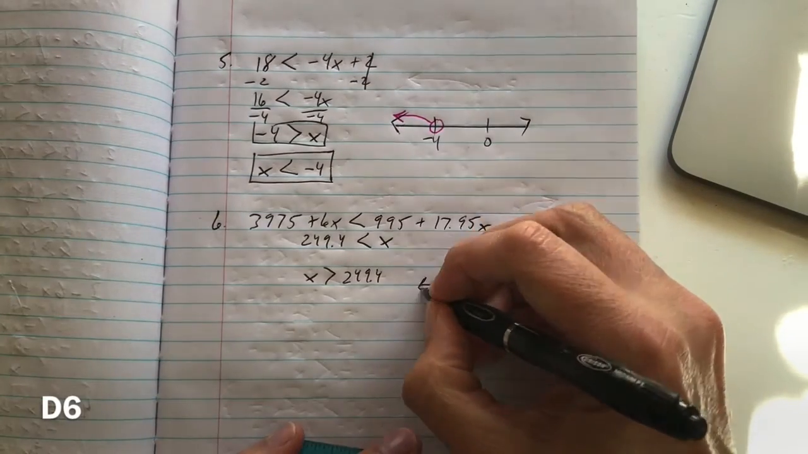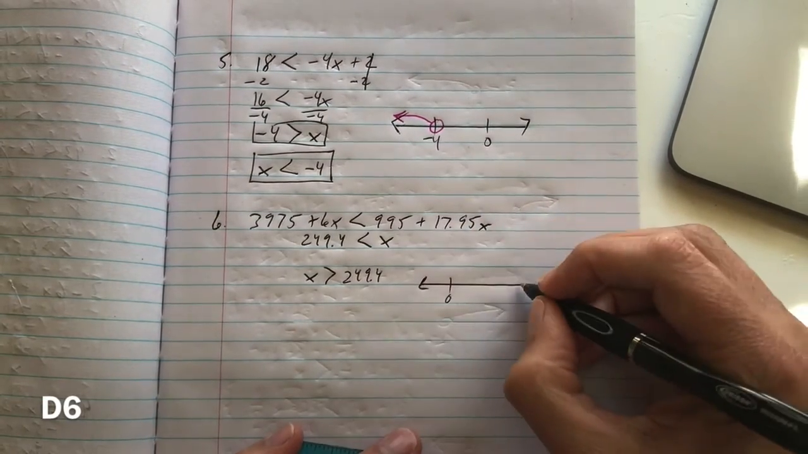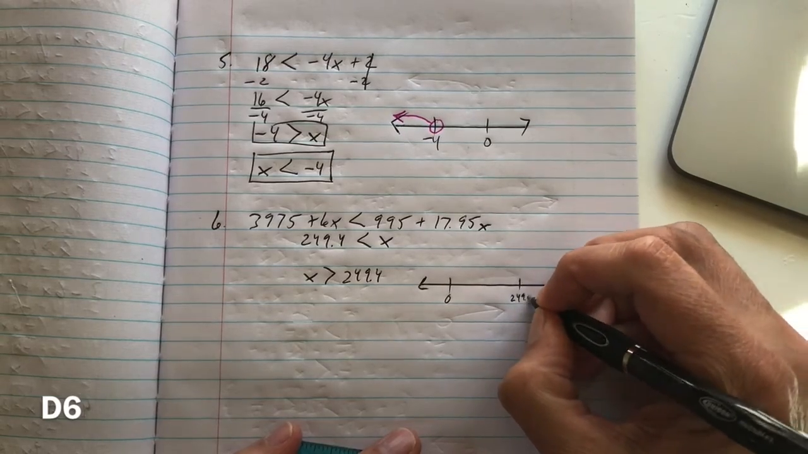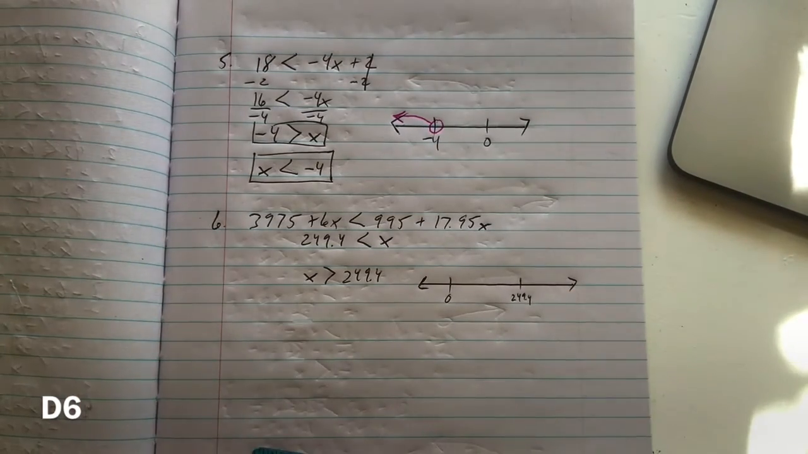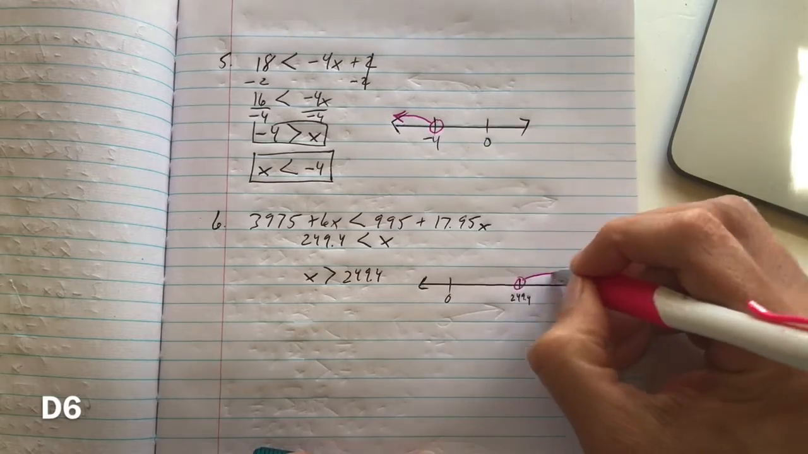So if I have here 0 and 249.4, it's going to end up being an open circle going this way. All right, good work on that one, guys.